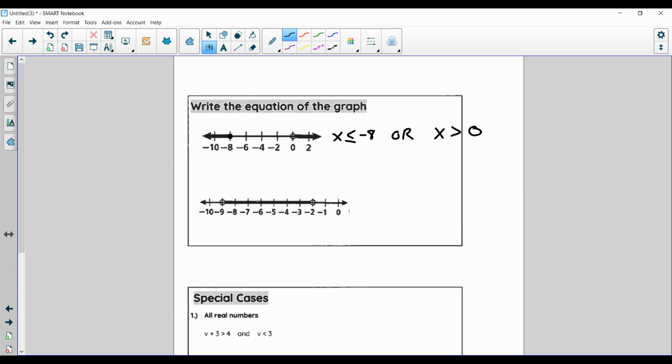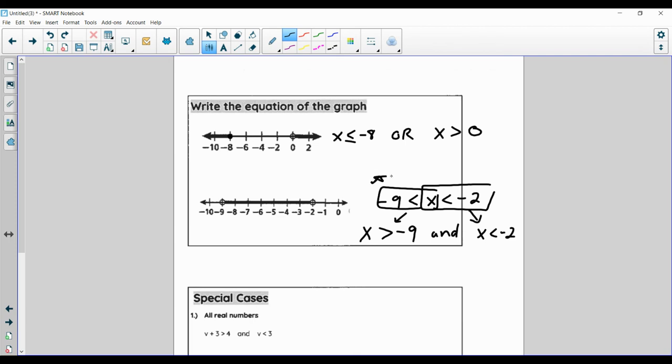This shape looks like a dumbbell, so it's an AND. AND inequalities have the lowest number on the left and then the highest number on the right. So negative 9 less than x less than negative 2. Just keep in mind that this could also be written separately. The separate way would be that x is greater than negative 9. That's what this part of the inequality says, just written with the x on the other side. And x is less than negative 2. So you can split apart an AND inequality to make it look like an OR. We just typically write it in this format.